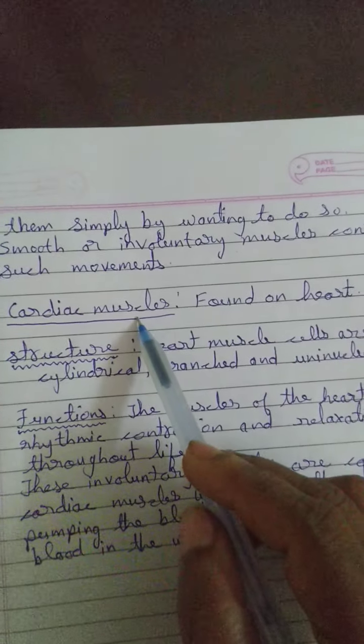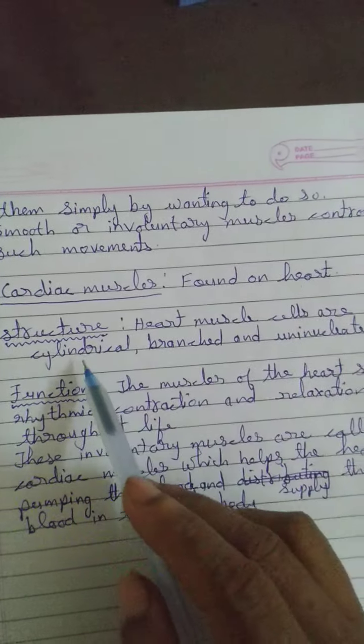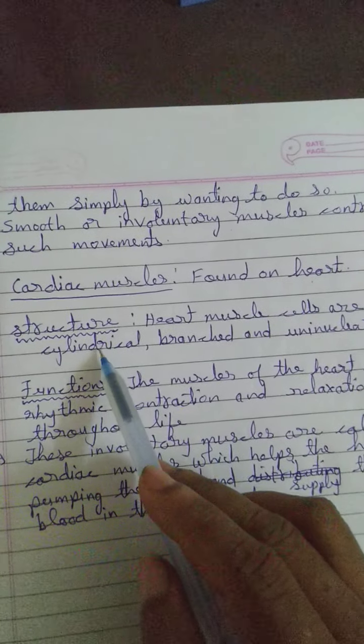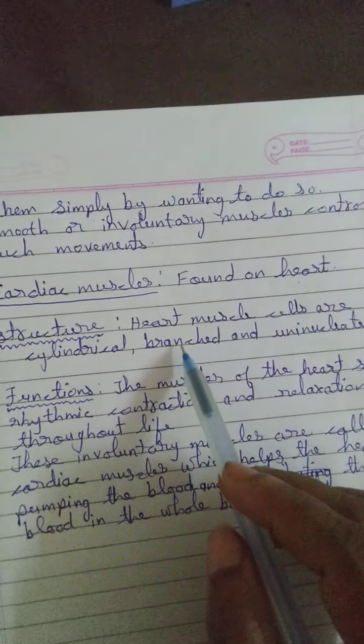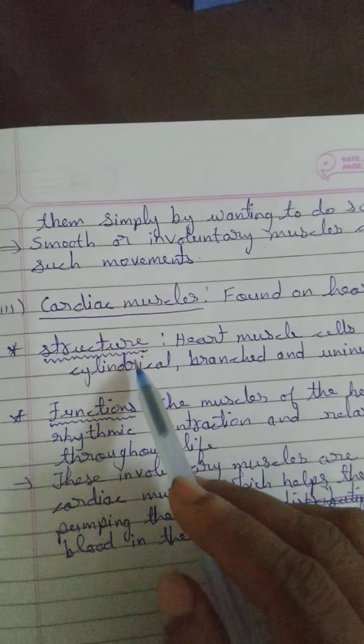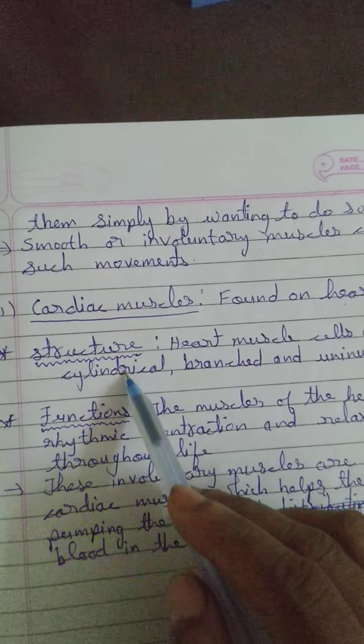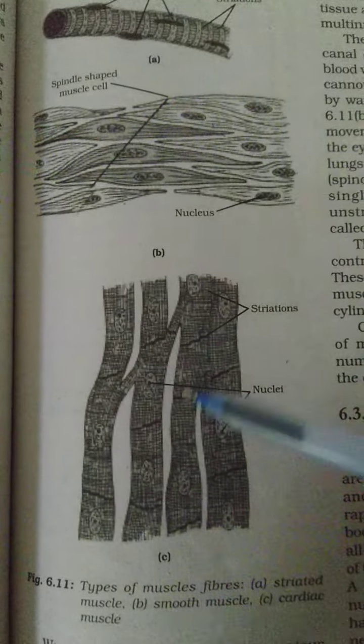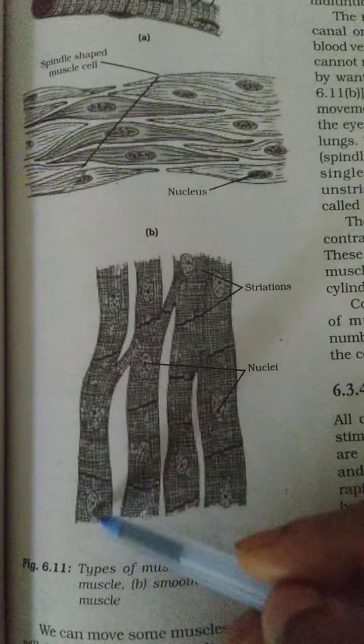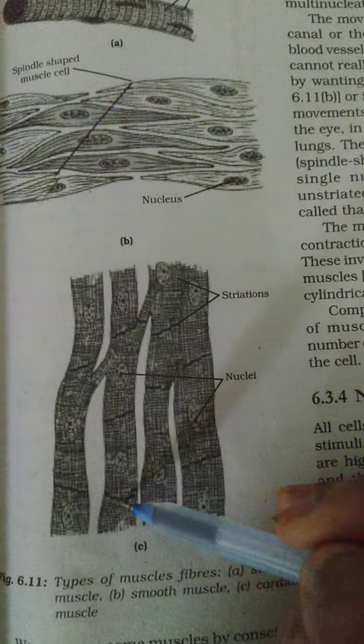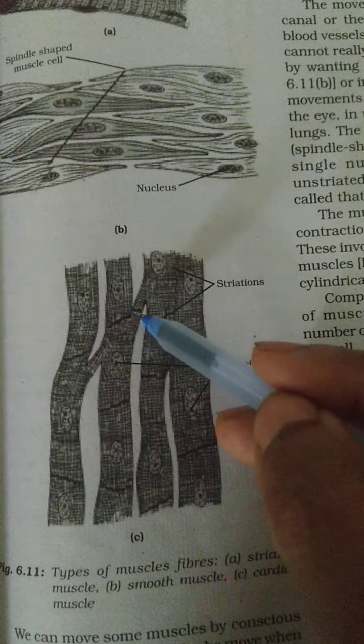Last one is cardiac muscle. It is found in the heart. Structure: heart muscle cells are cylindrical, branched and uninucleate. The first one, striated muscle, was also cylindrical, and this is also cylindrical, but this is branched. This is cardiac muscle. This is one cell. It is cylindrical in structure.